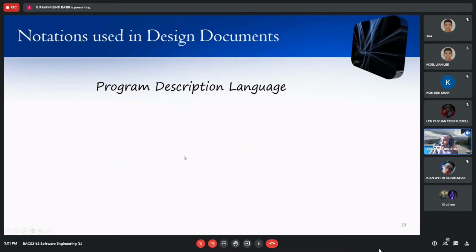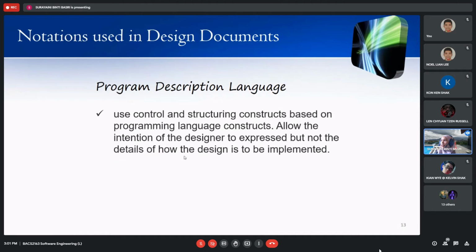After that we can use program description language. This notation will use control and structuring, and it is constructed based on programming language constructs. It allows the designer to express their intention, but not the details of how the design is to be implemented.